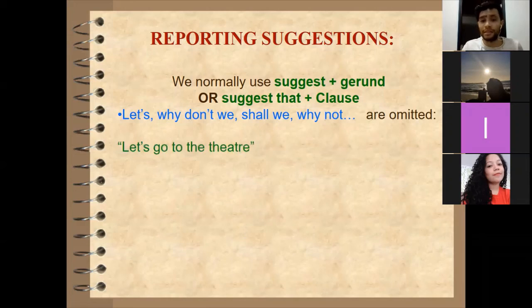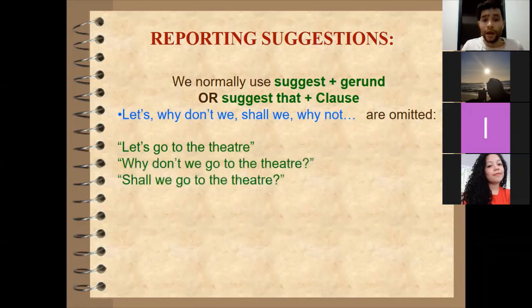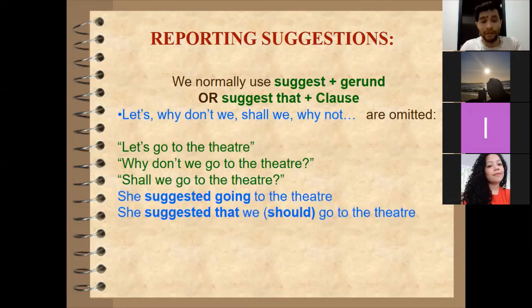So take a look at this example. Let's go to the theater. Una sugerencia, a suggestion. Why don't we go to the theater? The same thing, but a different way. Shall we go to the theater? The same thing, but in a different way, right? All of them, the same suggestion, but in different ways. Now, how do I do this in the reported speech? Like this. Take a look.